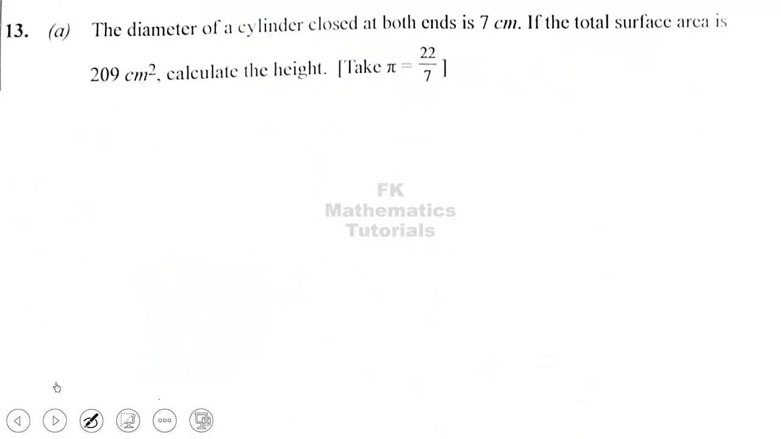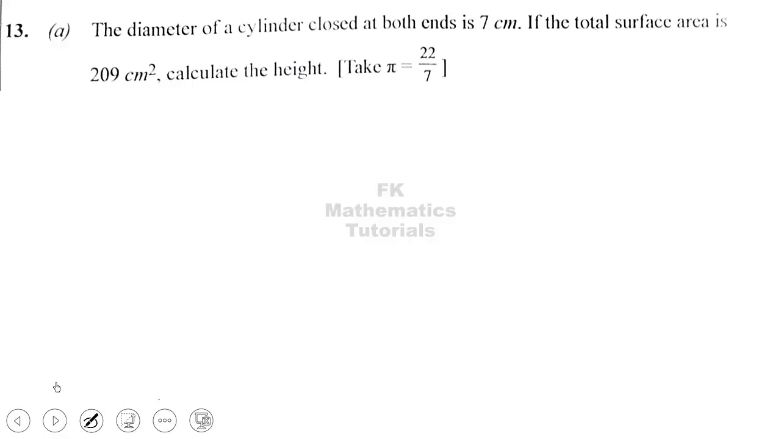The diameter of a cylinder closed at both ends is 7 centimeters. If the total surface area is 209 centimeters squared, calculate the height. Take pi to be 22/7.